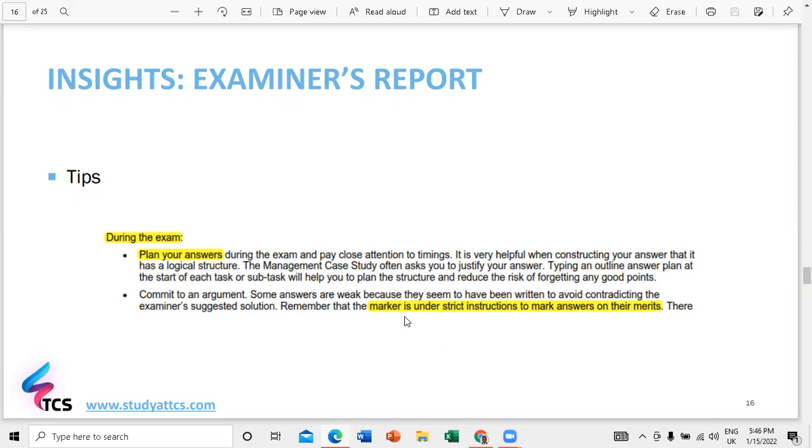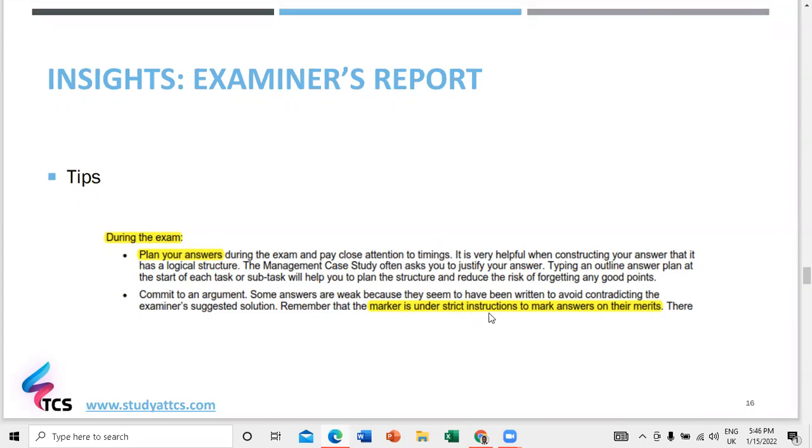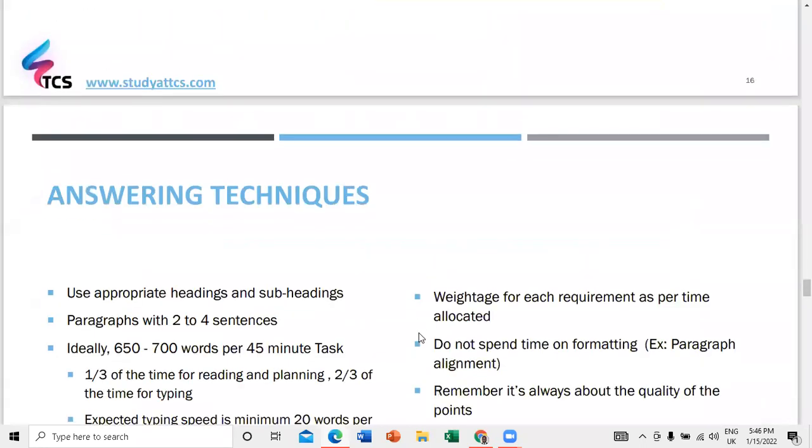And the examiner is talking about the marker as well. The marker is under strict instructions to mark answers on their merits. So there's absolutely no point in writing chunks and chunks of information if it is irrelevant. Just because you come up with long answers, it does not mean that you get marks. The marks will be based on the quality of your answers, not quantity. That's what the examiner is telling us.